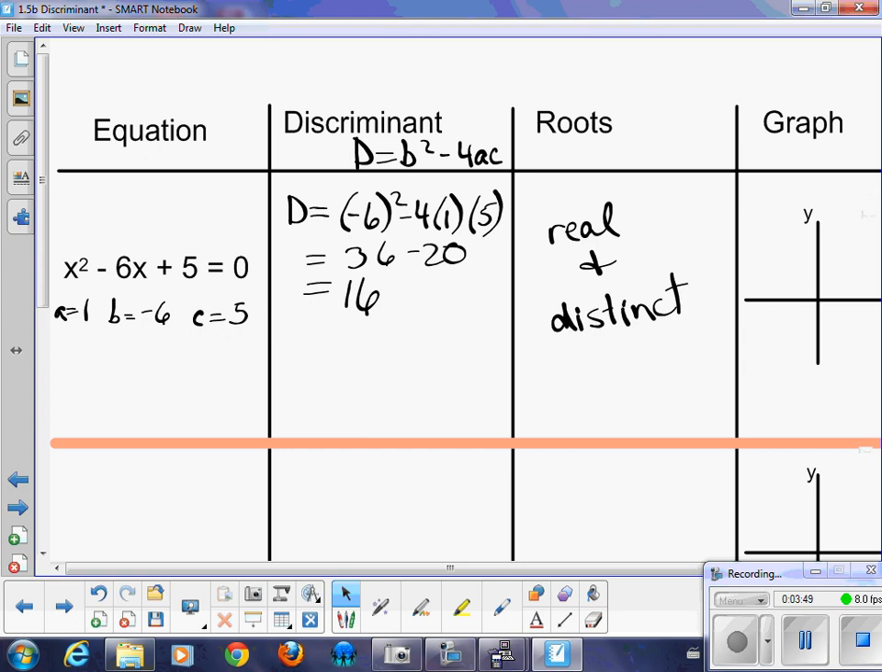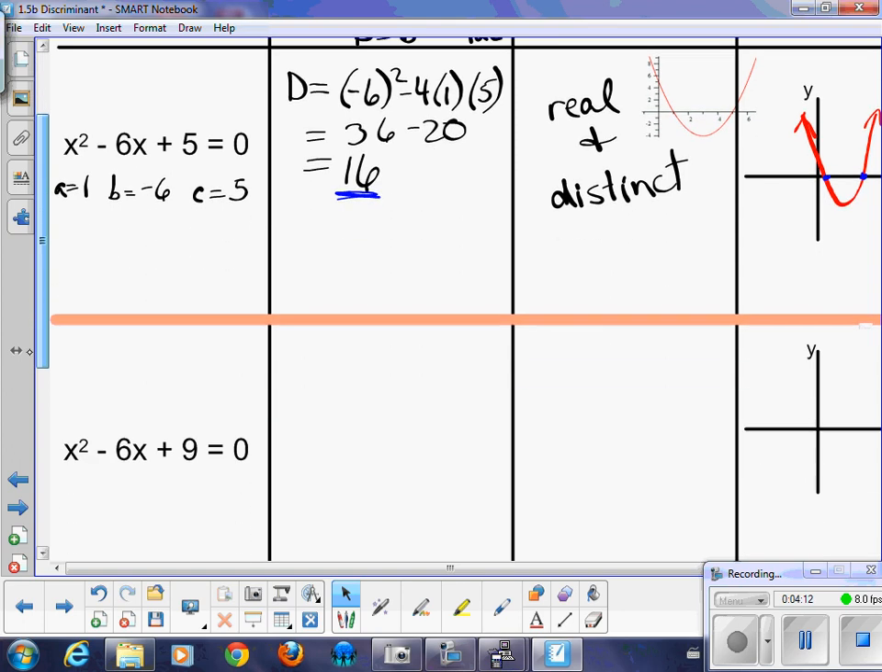I have the actual graph here, and I'm just going to show it to you. That is the actual graph of this. In your notes, you're just going to sketch it like this, so you can see that it is crossing in two very distinct points, here and here. Because the discriminant is greater than 0, it crosses at two places.